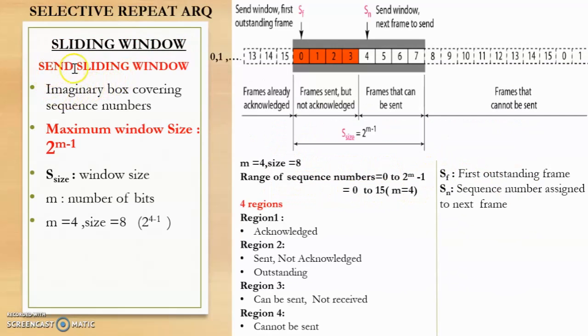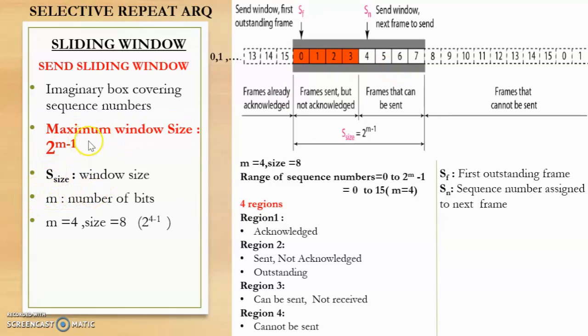Next let us discuss the send sliding window in detail. The send sliding window is an imaginary box covering the sequence numbers, which will define the sequence numbers of the frames that can be sent. And over here the maximum send window size is 2 raised to m minus 1, where m is the number of bits required to represent the sequence number.